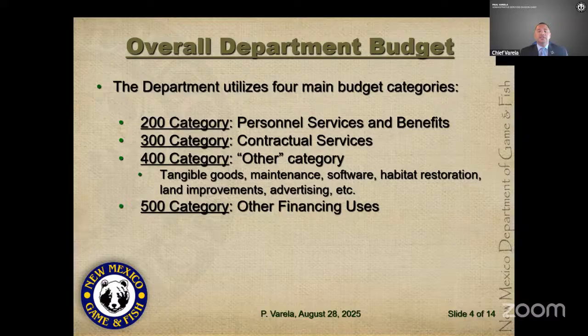This is other financing uses, which is transfers to other agencies. The only agency that we transfer to is the Office of the State Engineer, which is for Ute Lake and for Eagle Nest Dam.